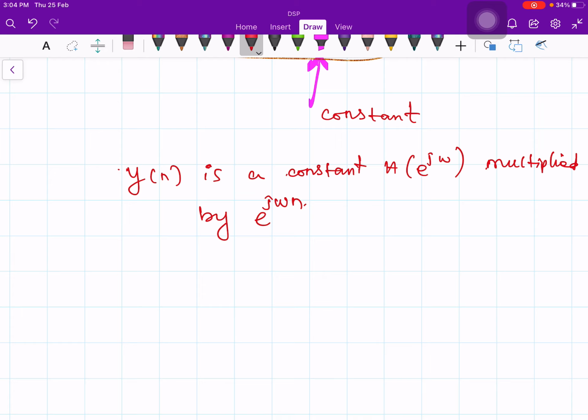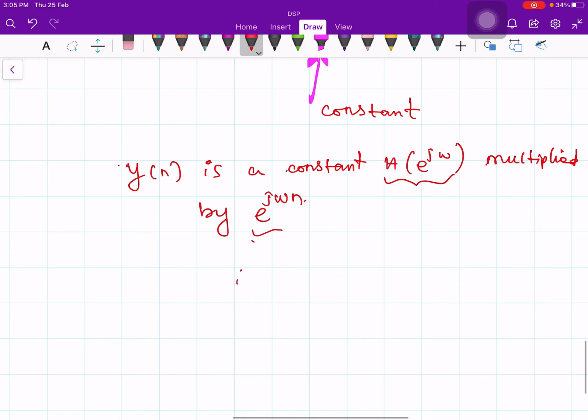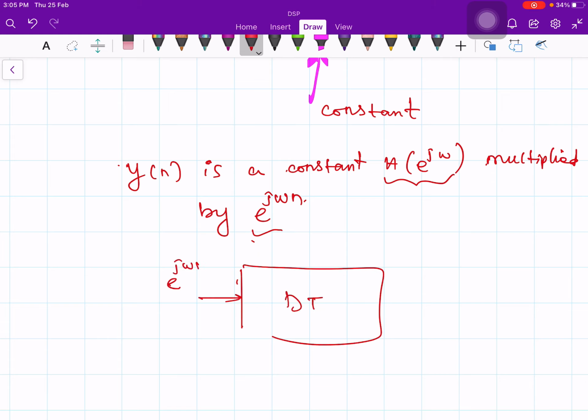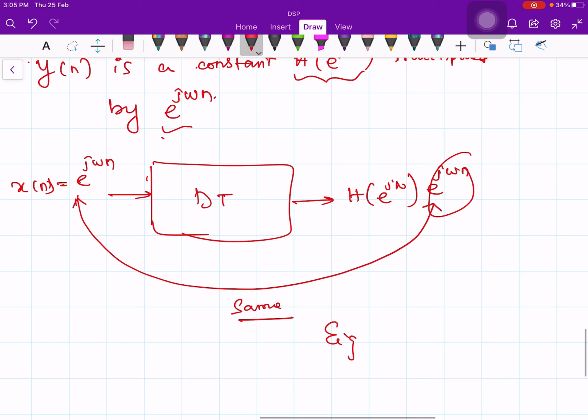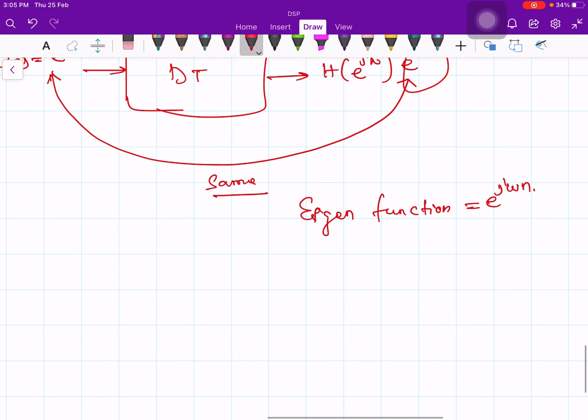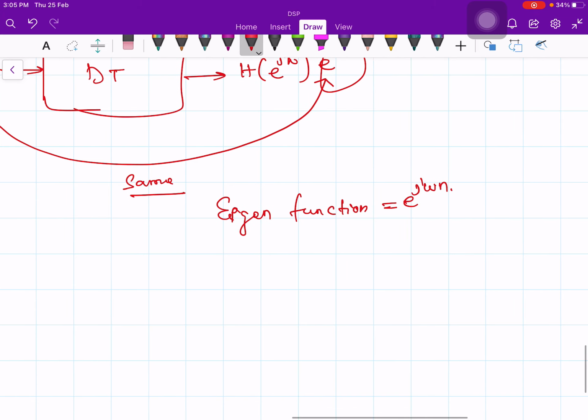Now, such functions which, when supplied as an input to the system, produce an output which is a constant multiplied by the same function, are called eigenfunctions. I have the discrete time system and the input x of n is e to the j omega n, and the output is a constant, capital H of e to the power j omega, times the same function which you applied at the input. Both are the same function. So whenever you have this type of situation, you call e to the j omega n an eigenfunction of a linear time invariant discrete time system.